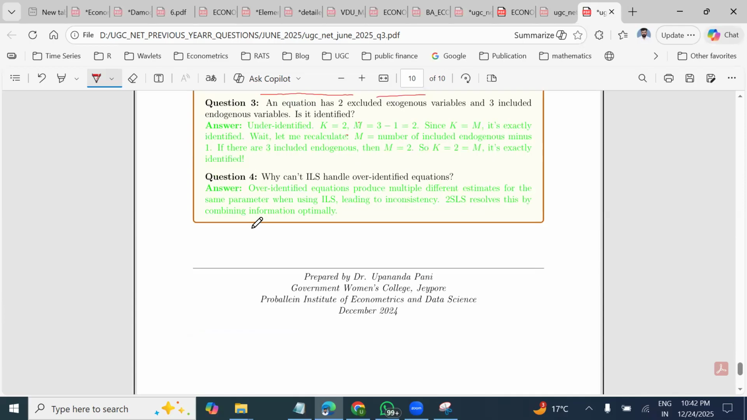Question number 4: why cannot ILS handle over-identified equations? Over-identified equations produce multiple different estimates for the same parameter when using ILS, leading to inconsistencies. 2SLS resolves this by combining the information optimally.